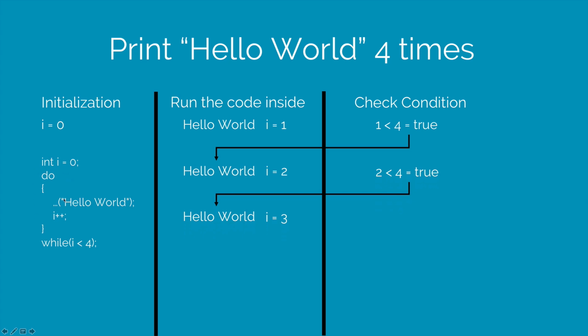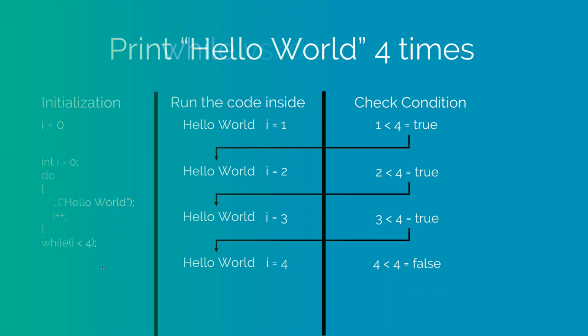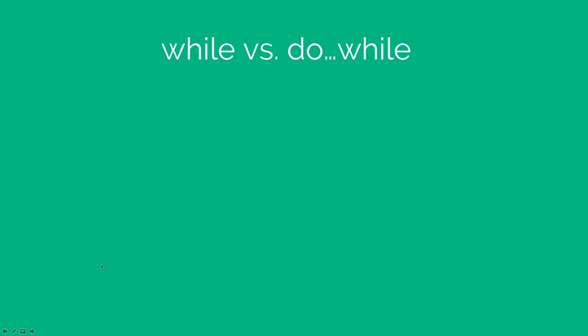So it goes back and runs the code inside the do block, which prints hello world, increases i to 3, and then again checks the condition. 3 less than 4 is true. That's good. So we can run the do once again, write hello world, increase the value to 4. But now 4 less than 4 becomes false, and therefore the do while loop doesn't run anymore.